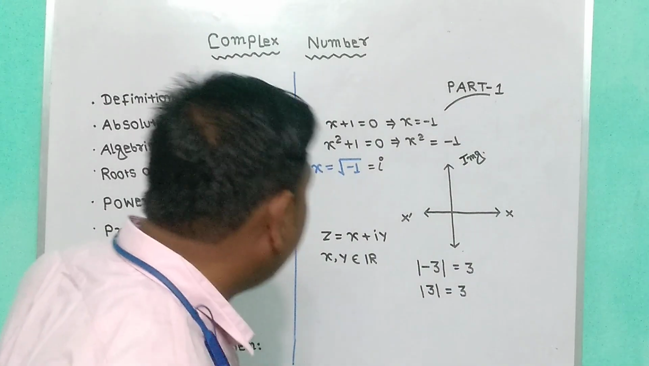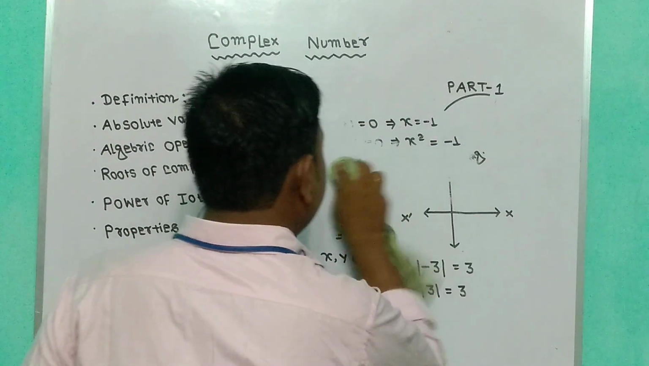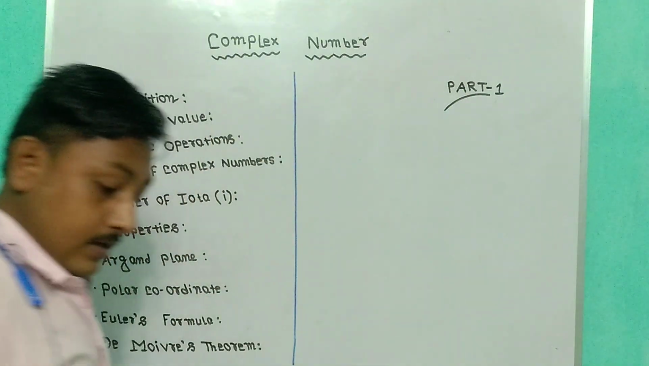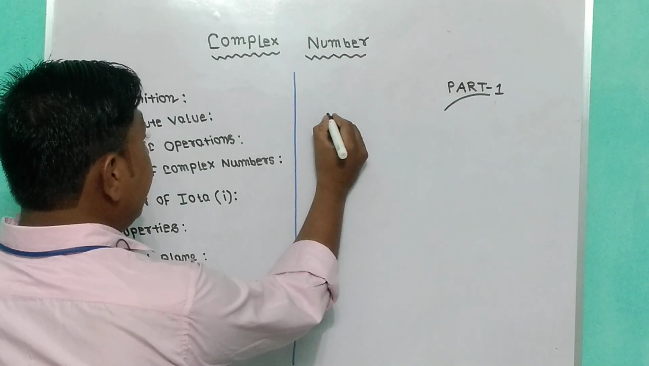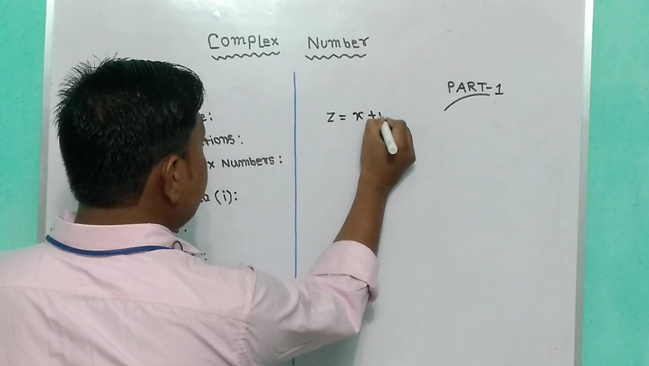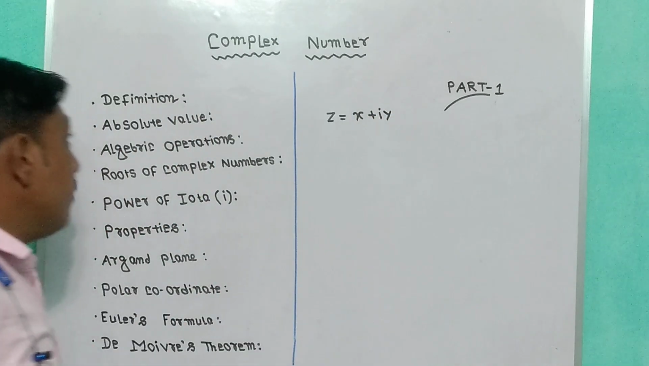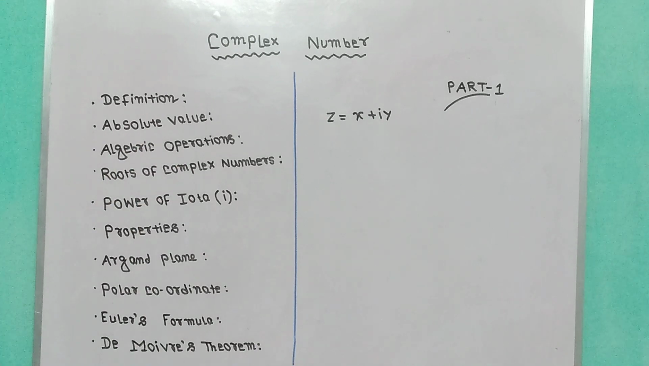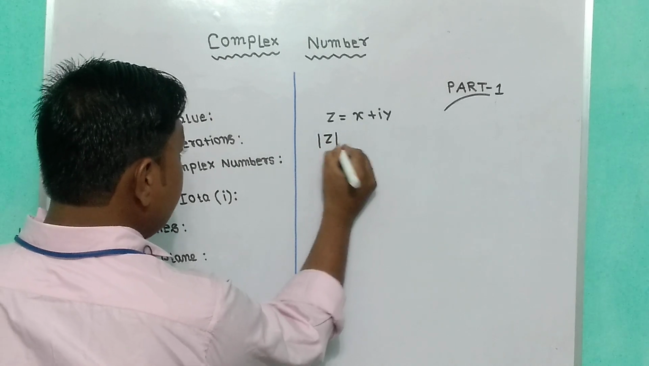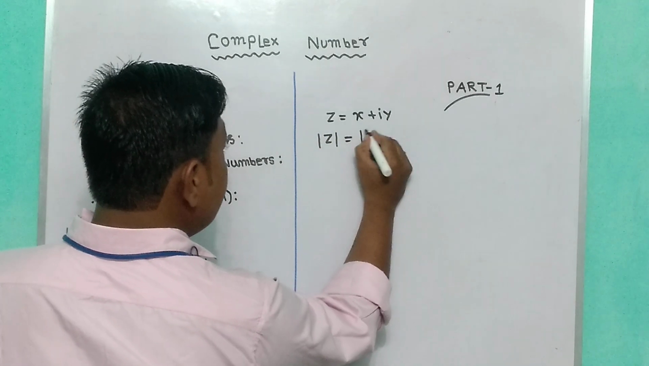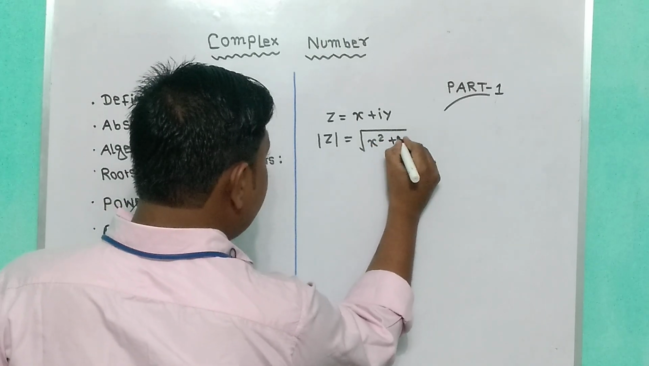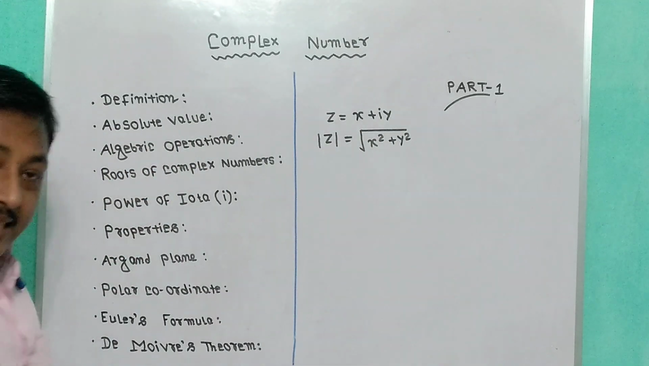See, if I am telling you that z equals to x plus iy, so what is the modulus value or absolute value of this complex number? So absolute value is root under x square plus y square. How it came, I am explaining that.